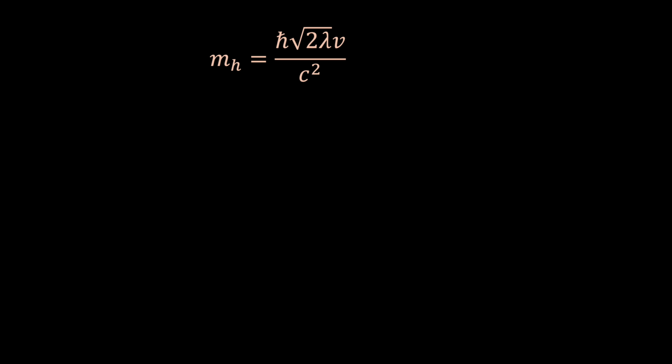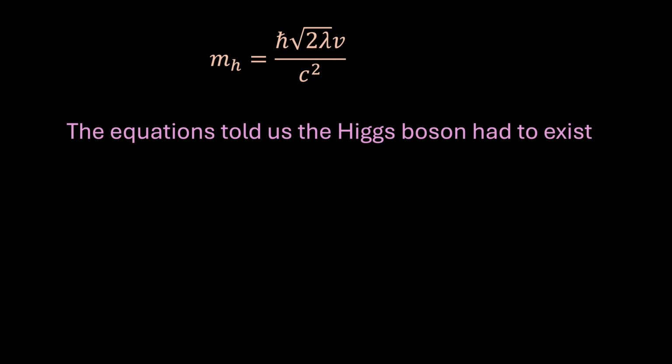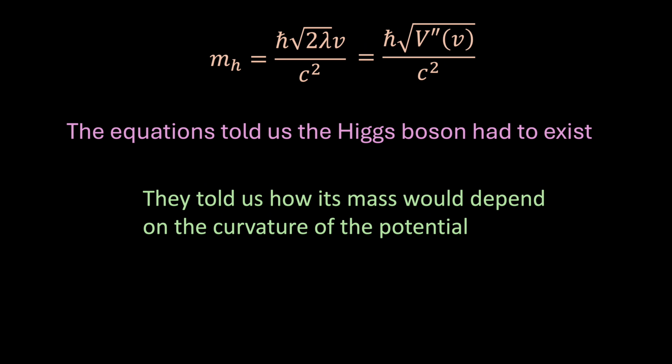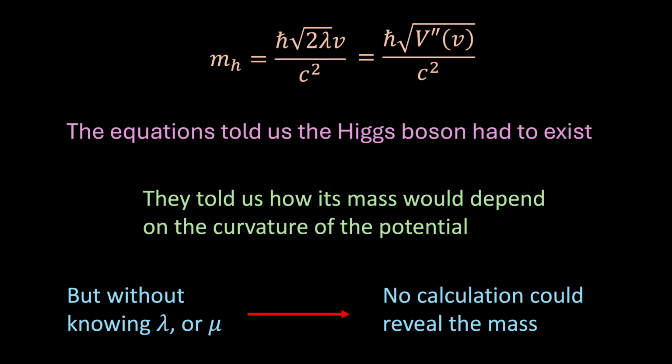And that's where the theory left us. The equations told us the Higgs boson had to exist. They told us how its mass would depend on the curvature of the potential, but without knowing lambda or mu, no calculation could reveal the mass. The only way forward was to experimentally measure it. And that moment came in July 2012.